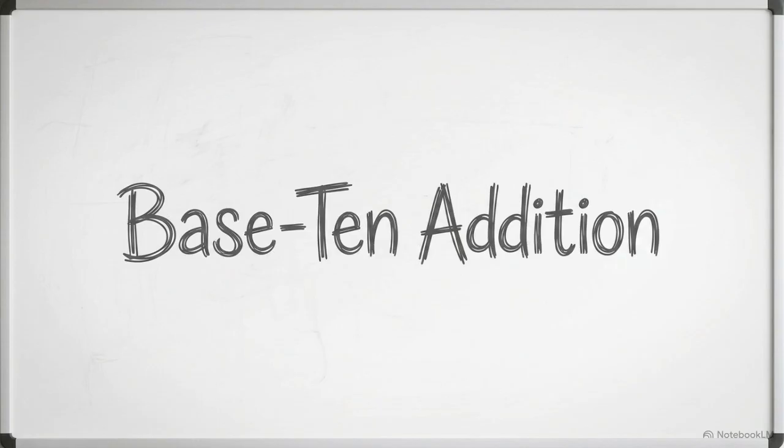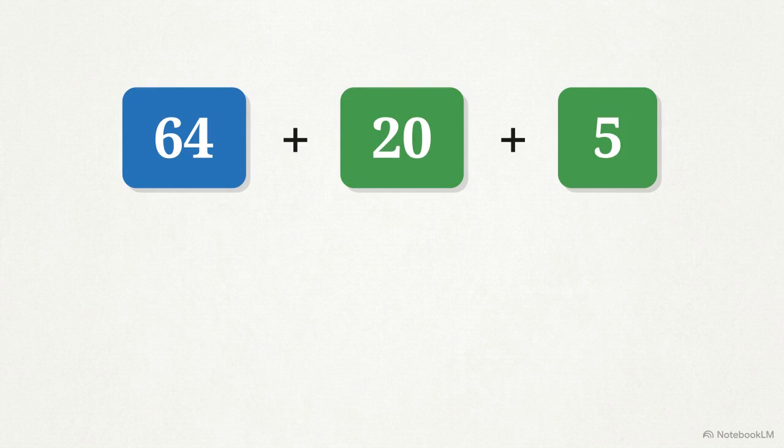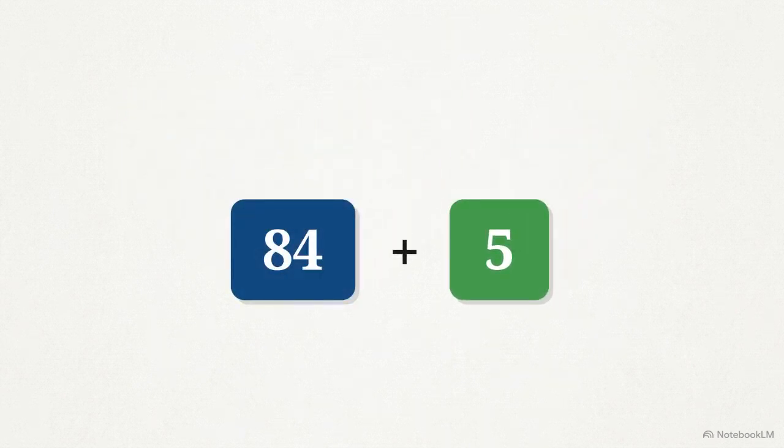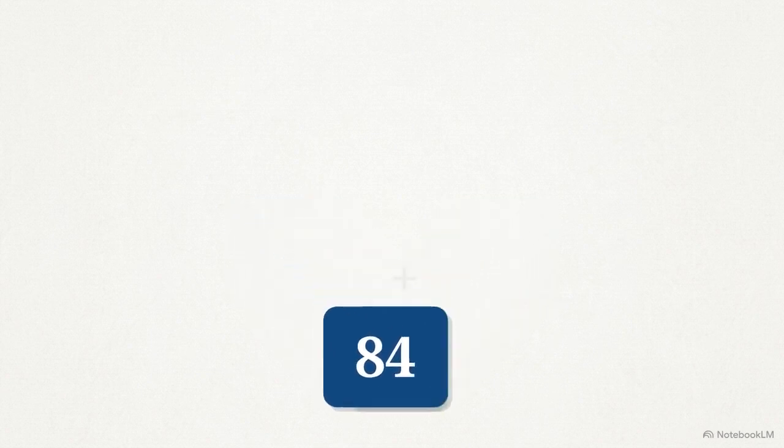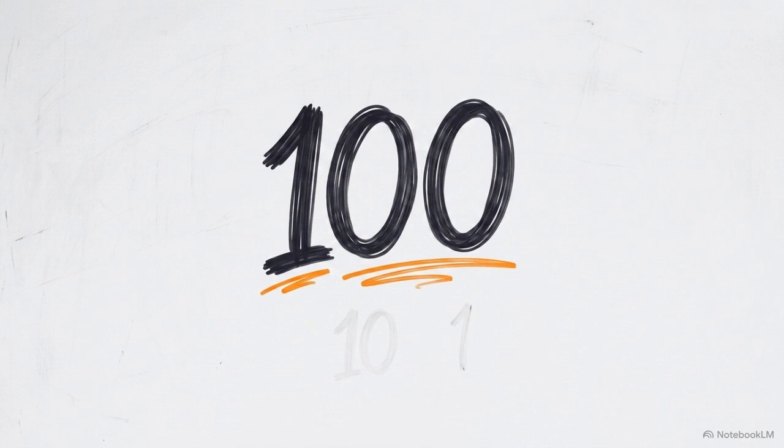Take a basic addition problem like 64 plus 25. We separate the 25 into its structural components, 20 and 5. We calculate the largest value first, adding the 20 to the 64 to reach 84. Then the remaining 5 drops in to finish at 89. Starting with the largest values reduces cognitive load. You avoid the need to carry small numbers and immediately anchor your thinking to the correct scale of the answer.